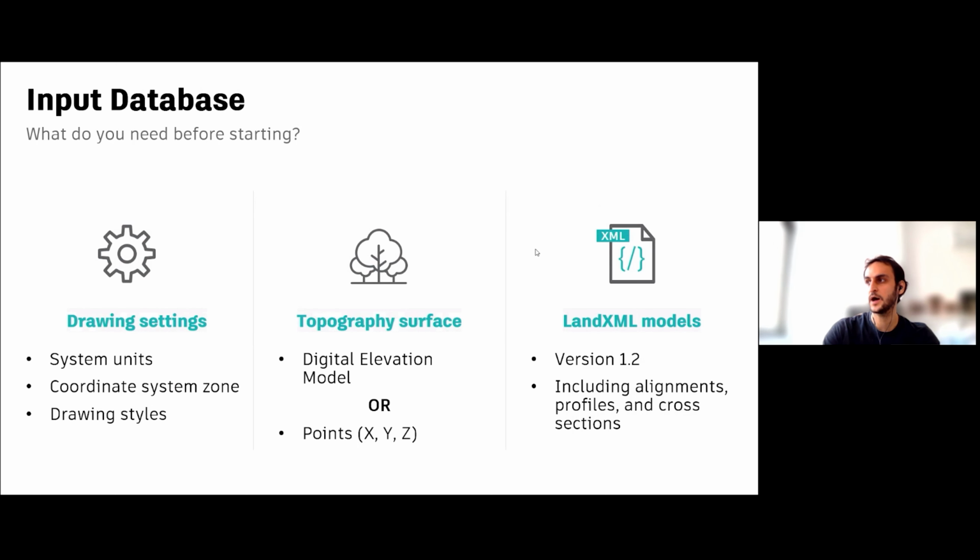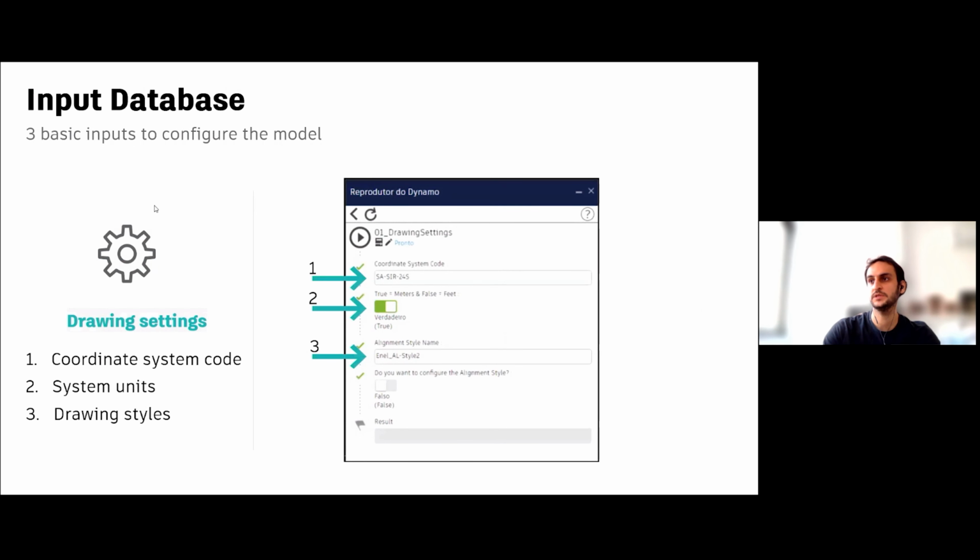So this is our input database, and now I will explain how we create automatically this input database using Dynamo. So for the drawing settings, the user in Dynamo Player needs to configure three things. So the system code, system units, and drawing styles. These three inputs by the user can be done by the Dynamo Player, and after the user inserted this information, it's necessary only to play a button.